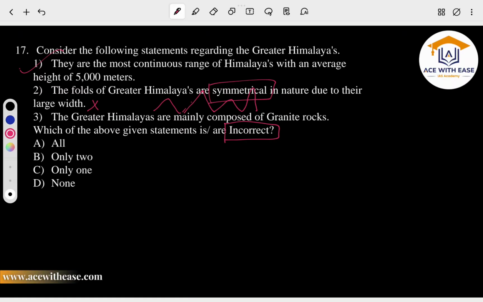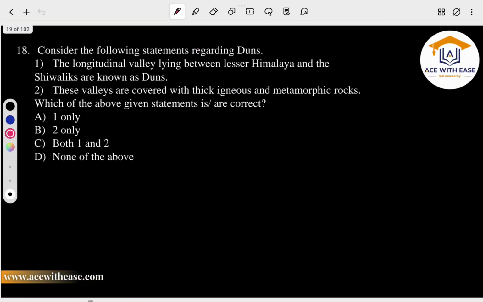The third one, the Greater Himalayas are mainly composed of granite rocks. Yes, we all know that they are largely composed of granite and gneiss rock. On this rock, we have the weathered sedimentary rocks present. So two statements are correct here regarding the 17th question.